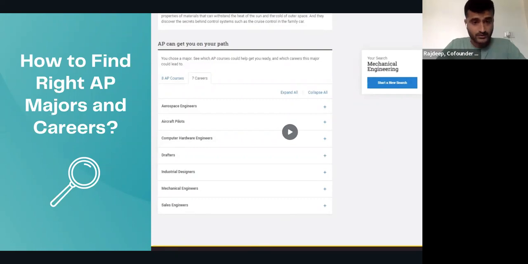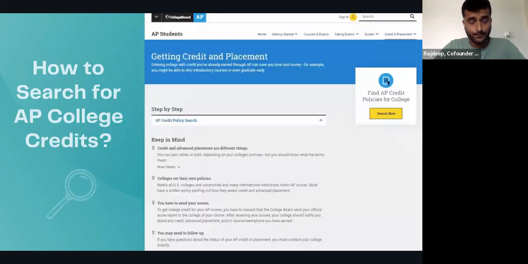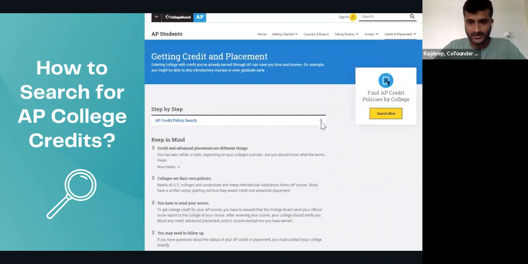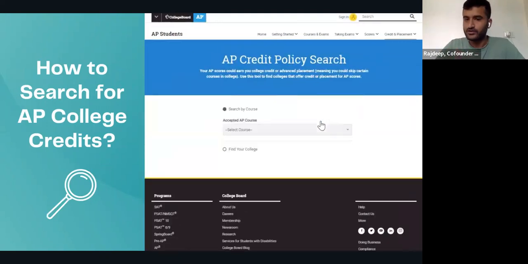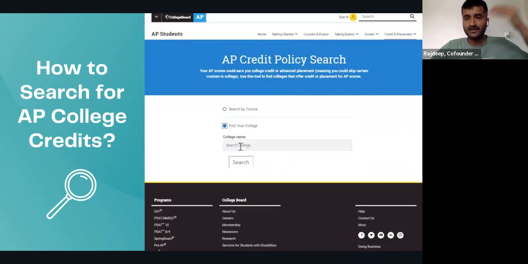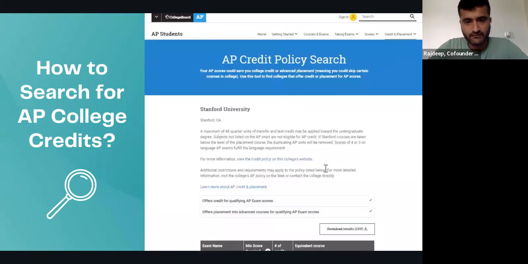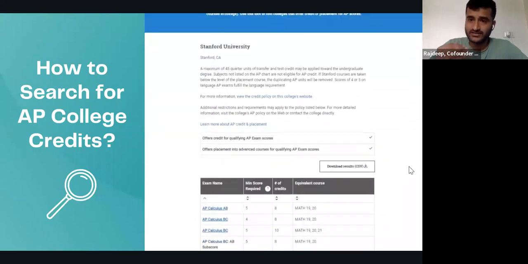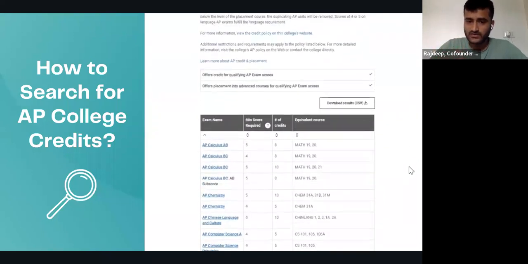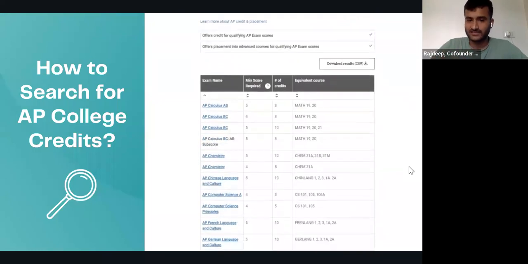And then the third one is based on the college credit. Again, there's a link, the AP credit policy search. I can select the college. As I said, you might have a list of 10, 15 colleges. So let's say I take Stanford here. I want to send a child to Stanford. So I click on Stanford here, and this will show me all the subjects, all the AP lists, which Stanford as a college accepts.